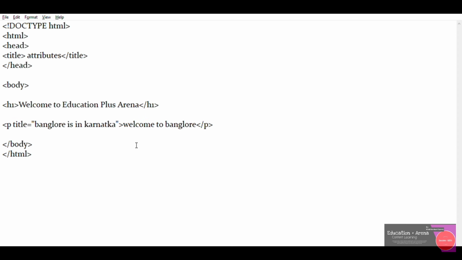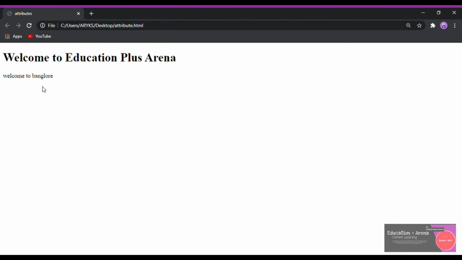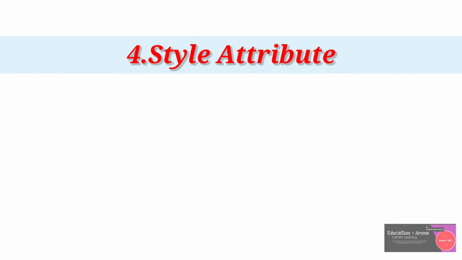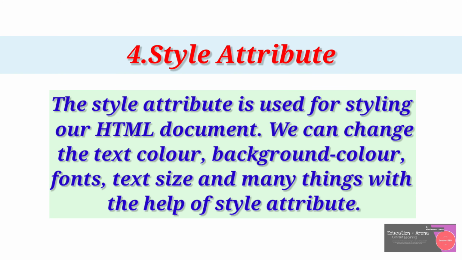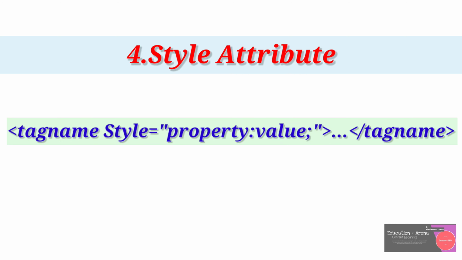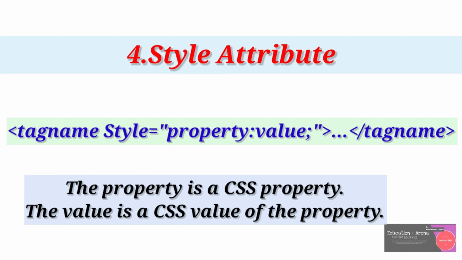So now I'll save and run this. So this is our output. After mouse over the paragraph, you can see I am getting a tooltip with additional information. Now the next and important attribute is the style attribute. The style attribute is used for styling our HTML document. We can change the text color, background color, fonts and many things with the help of the style attribute. So this is the syntax of the style attribute: tag name, style, property and the value of that property. The property is a CSS property and the value is a CSS value of that property.